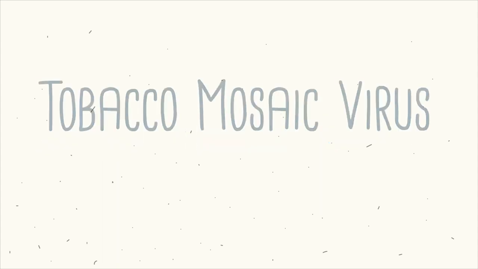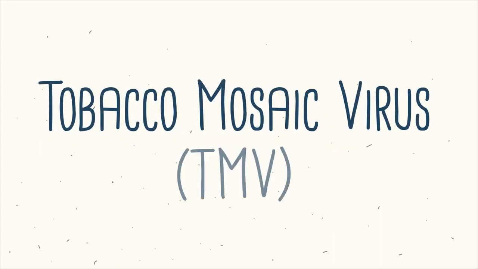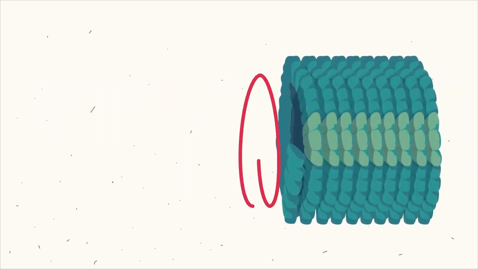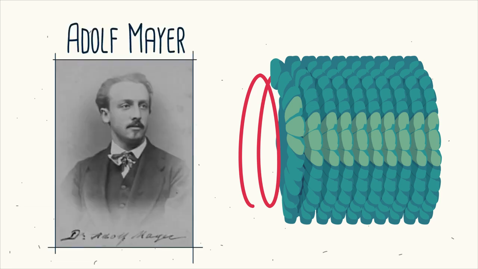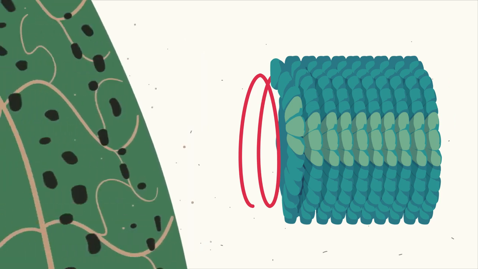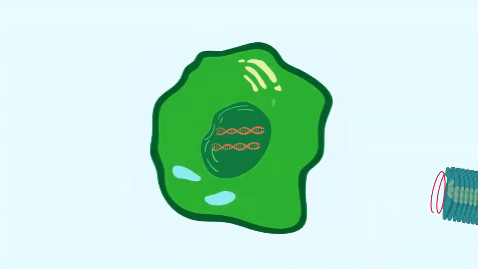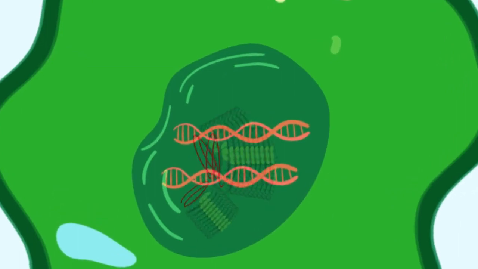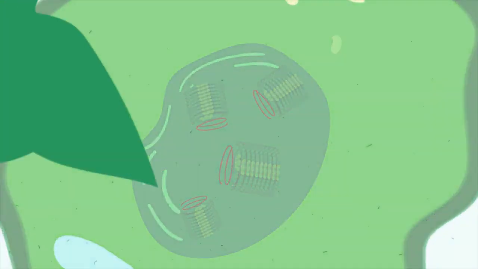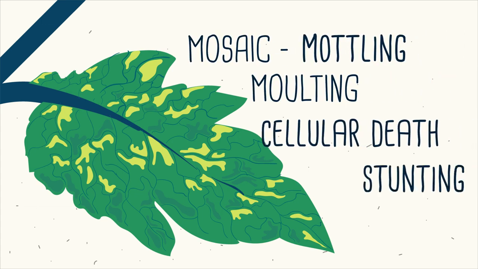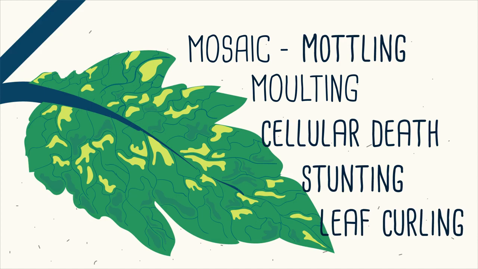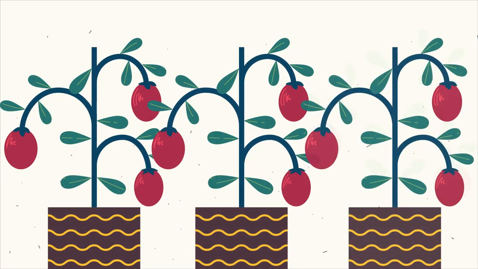A classic virus is the tobacco mosaic virus, or TMV. It has a rod-like structure consisting of a coat of proteins positioned helically around a single strand of RNA, and was actually the first virus to be described by Adolf Meyer, but can enter wound sites. Once it's in, TMV can hijack plant cells to aid its own replication. As the name suggests, the virus leaves a mosaic pattern on the leaves and also causes mottling, cellular death, stunting and leaf curling. This virus can devastate tomato crops.